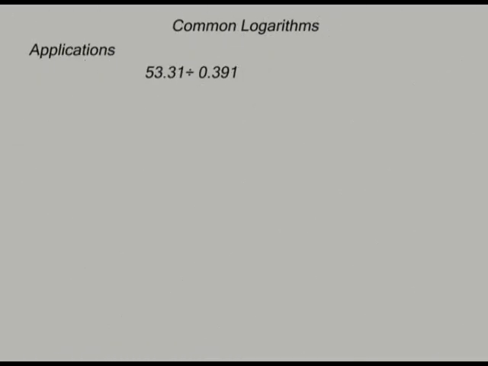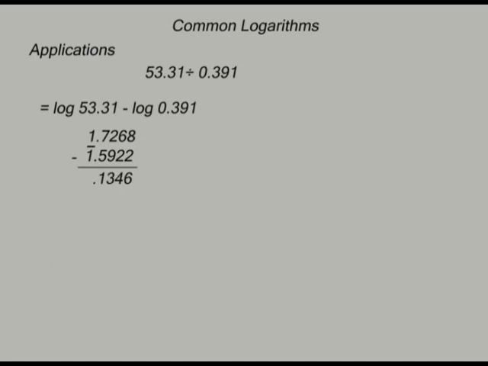What of 53.31 divided by 0.391? This is the same as log 53.31 minus log 0.391. For the first one, we start with 1 point. Put it here, and we shall have 1.7268. Next, start with 1 bar point. So we have 1 bar 0.5922. Subtract the two logs, we shall have 6 here, we have 4, 3, 1, and then we have 1 minus 1, and that gives us 1 plus 1, which is equal to 2.